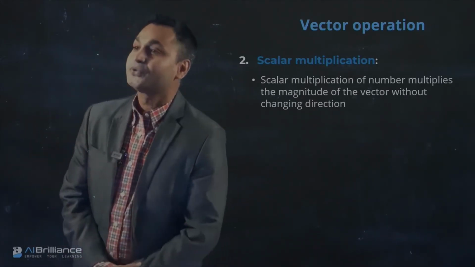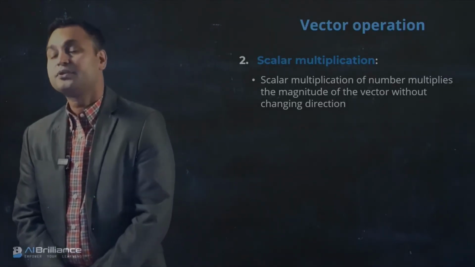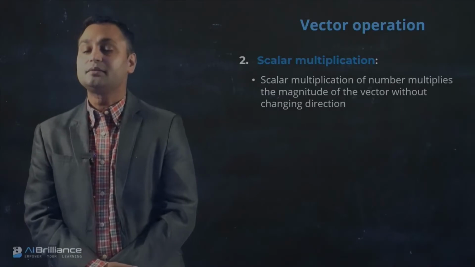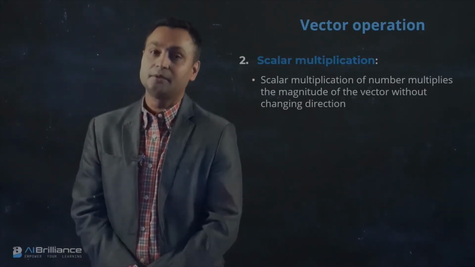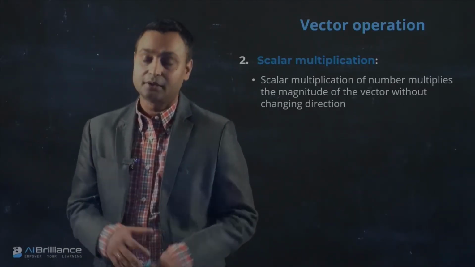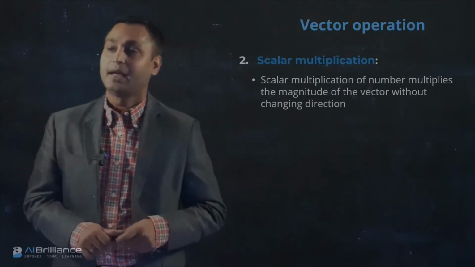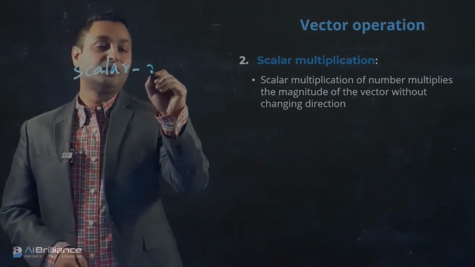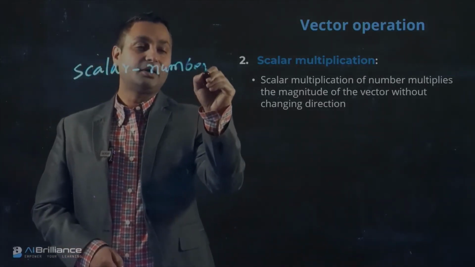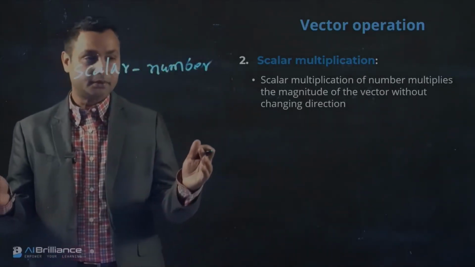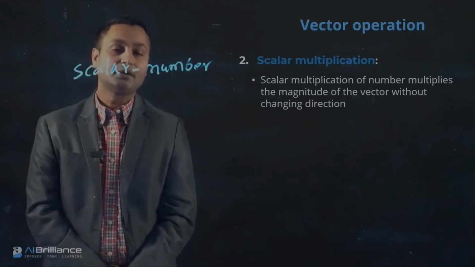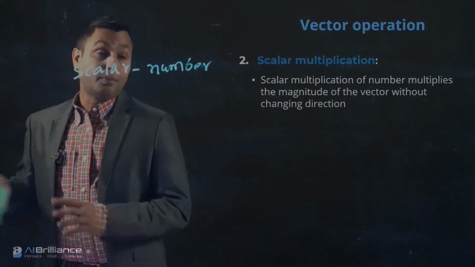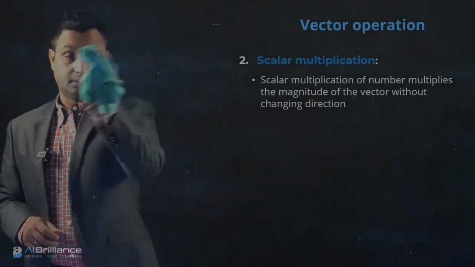Let's move on to the second important vector operation, which is known as scalar multiplication. Essentially, it entails multiplying a given vector by a scalar quantity, or a single number. In that setting, the scalar and the number terms are used interchangeably, and scalar multiplication of a vector is essentially multiplying a vector by a given number.